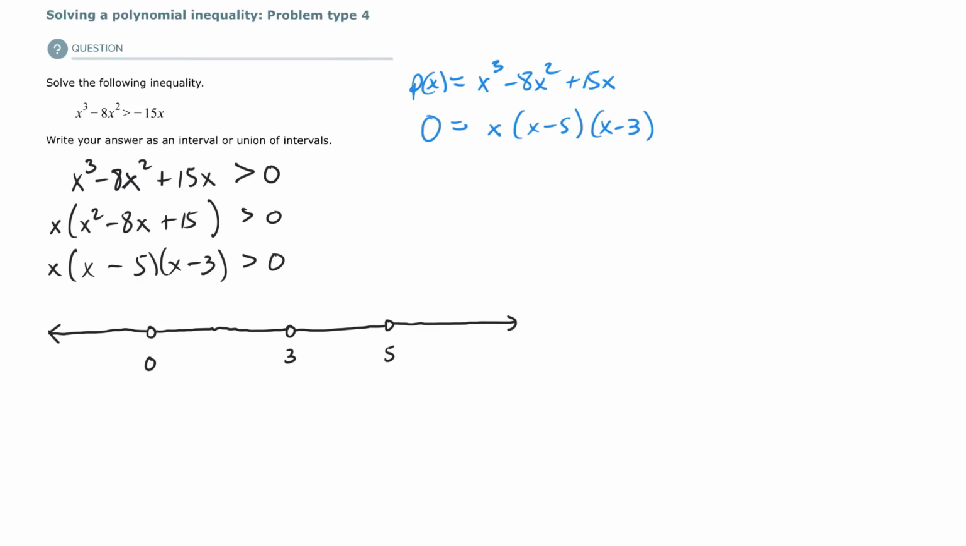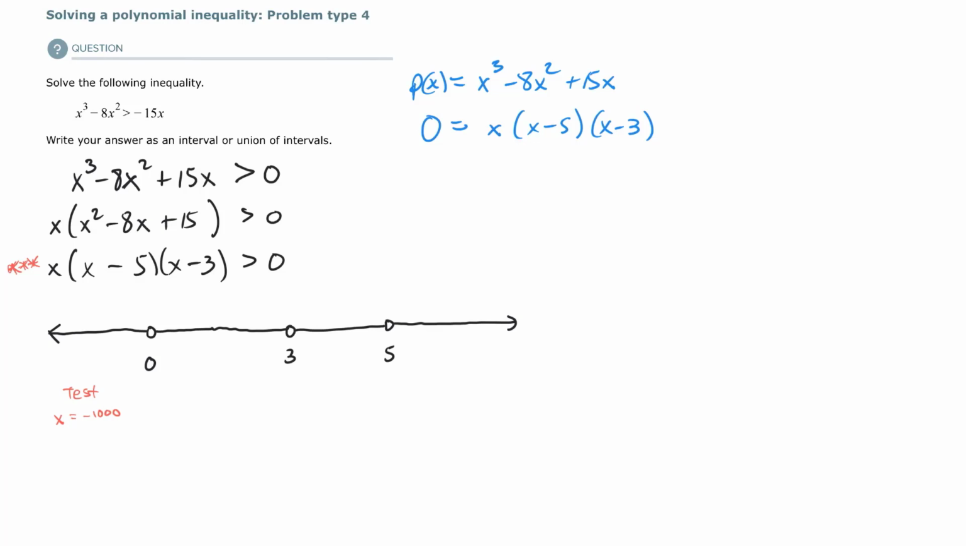What am I testing here? I'm going to test this equivalent polynomial right there. I'm going to test an x value. Let's test x equals negative 1,000. So we want to know is when you put negative 1,000 into the polynomial, is it going to be a true inequality or a false inequality?